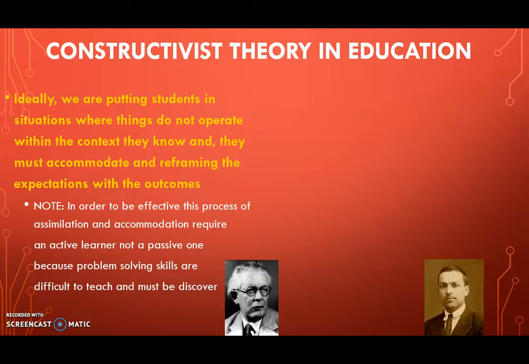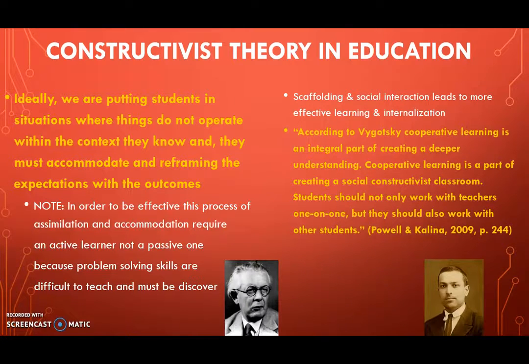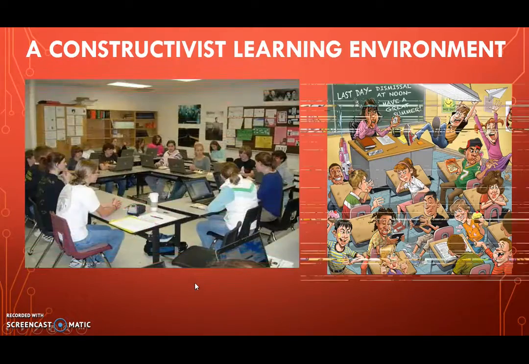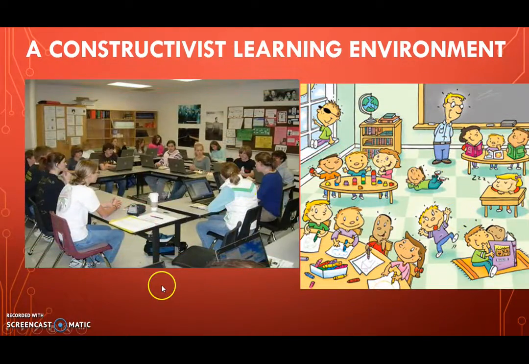The thing to note about this is, in order for the process of assimilation and accommodation to be effective, we need an active learner, not a passive learner, because problem-solving skills are difficult to teach and they must be discovered. From Vygotsky, we're taking scaffolding and social interaction leads to more effective learning and internalization. And cooperative learning is part of creating a social constructivist classroom, and students should not only work with teachers one-on-one, but they should work with other students. When I think about a constructivist learning environment, I imagine things being a little chaotic, but hopefully what we're going to learn is things can be a little bit more structured than that.